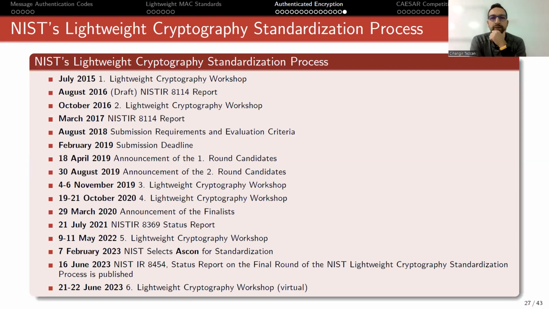So let me finish this with the NIST lightweight cryptography standardization process. This process started around 2015 with a few workshops. The submission deadline for the competition was February 2019. The finalists were announced in 2020. And at the beginning of this year, on the 7th of February, NIST announced that they chose ASCON for standardization. So now NIST has a lightweight authenticated encryption algorithm, okay?